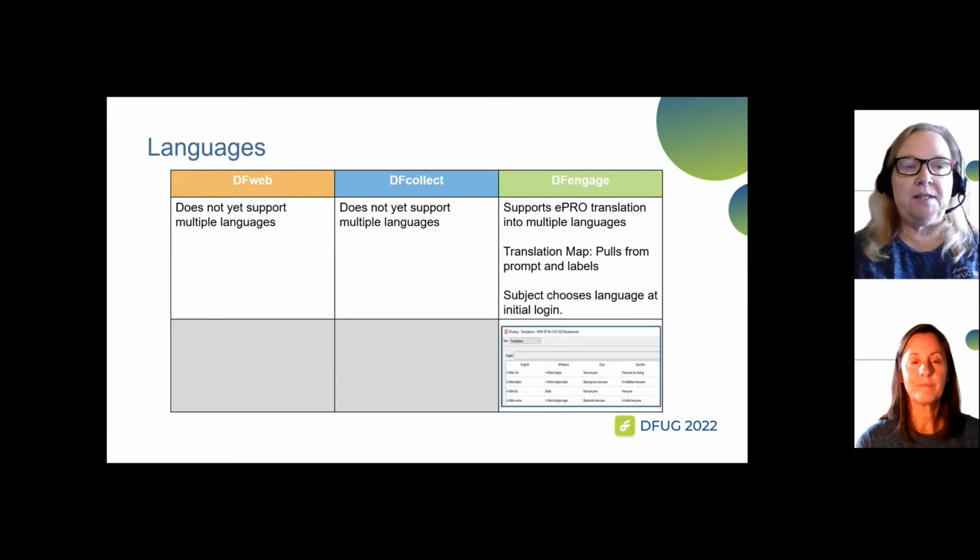For languages, DFweb and DFcollect do not yet support multiple languages. DFengage, however, supports ePro translations into multiple languages by using a translation map, pulling from the prompts and the labels. The subject will choose the language at initial login, and that language will stay with the subject throughout the trial.